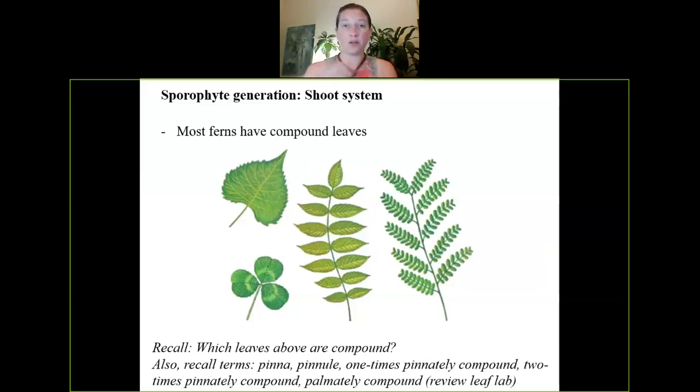And then we also talked about other terms, which we're not going to repeat today, that were in the leaf lab. So you should also still know what a pinna is or a pinnule is. You should still know how to describe compound leaves as 1 times pinnately compound, 2 times pinnately compound, etc. Palmately compound, right? Shaped like a palm. So if these terms on the bottom are unfamiliar to you, you need to go back to that leaf lab.